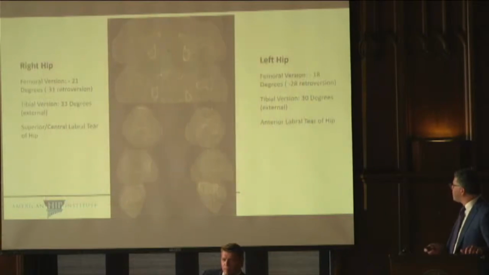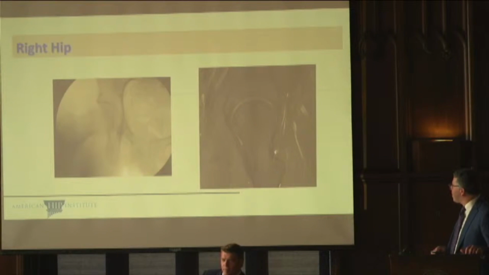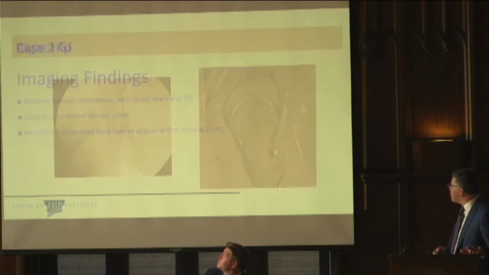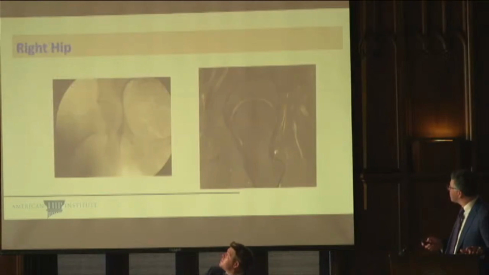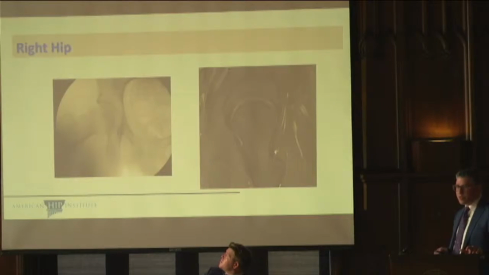So workup gets, again, coronal malalignment or axial alignment views to make sure there's no coronal malalignment. Torsion measurement showing significant femoral retroversion, minus 21, minus 18 on both sides with normal tibial version, and bilateral labral tears with impingement pain. This is how I do my derotational osteotomies. He had a hip scope, and derotational osteotomies over a nail bilaterally, and ultimately did well.